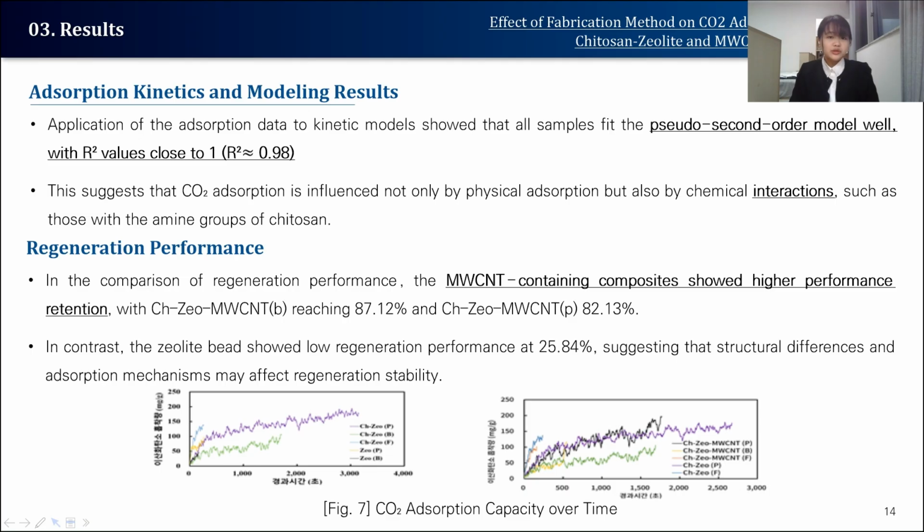During repeated absorption-desorption cycles, the MWCNT containing composites showed better performance retention. The Keto-Zeo MWCNT bead showed the highest regeneration performance, followed by the Keto-Zeo MWCNT powder. This shows that the best material is not always the one with the highest initial absorption. Although the bead form had a lower absorption capacity than the powder form, it was better for repeated use.